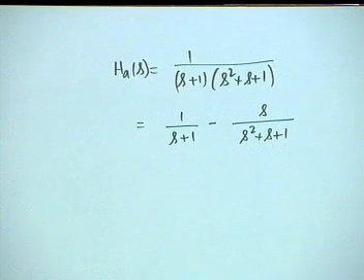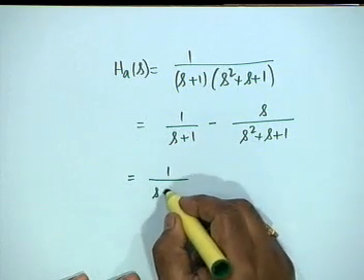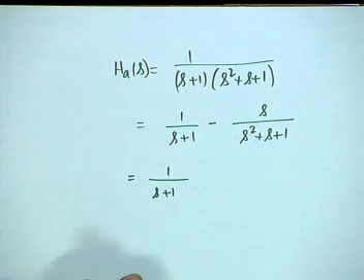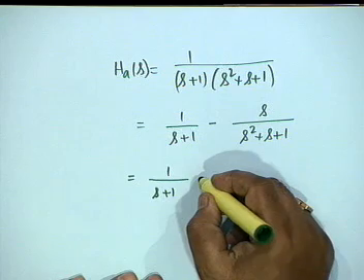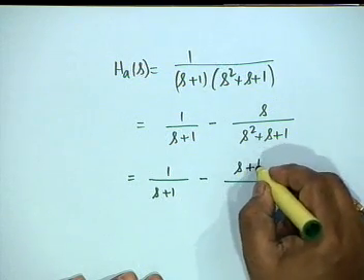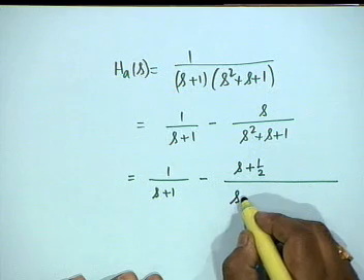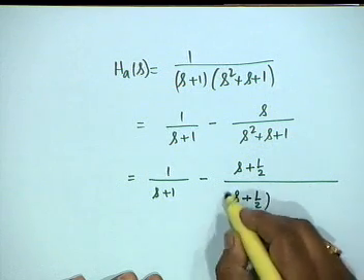If you are not sure, put it in as plus b and then find out a and b. Okay. So, I can write this as 1 by s plus 1. I want to use those two transforms. So, what I do is minus, I write this as s plus half. Oh, the denominator I can write as s plus half whole square.